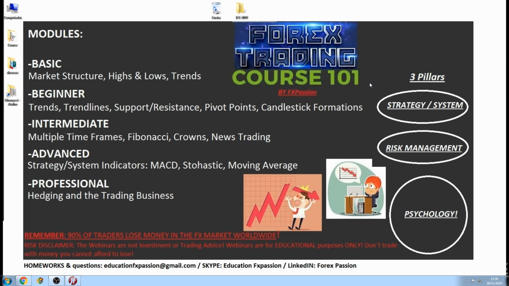Remember the three pillars we are trying to build: understanding how a system or strategy works, understanding how risk management works in our trading, and understanding and dominating the psychology part, the big one. It is a simple news trading strategy today, everybody.